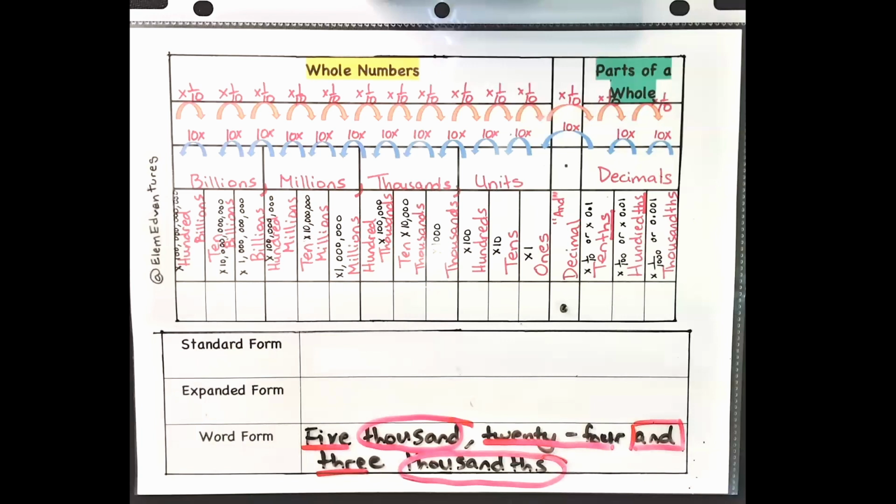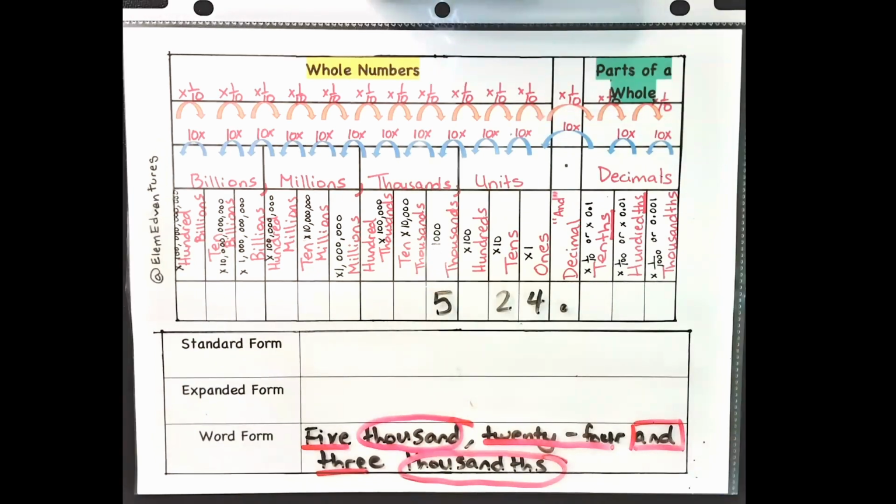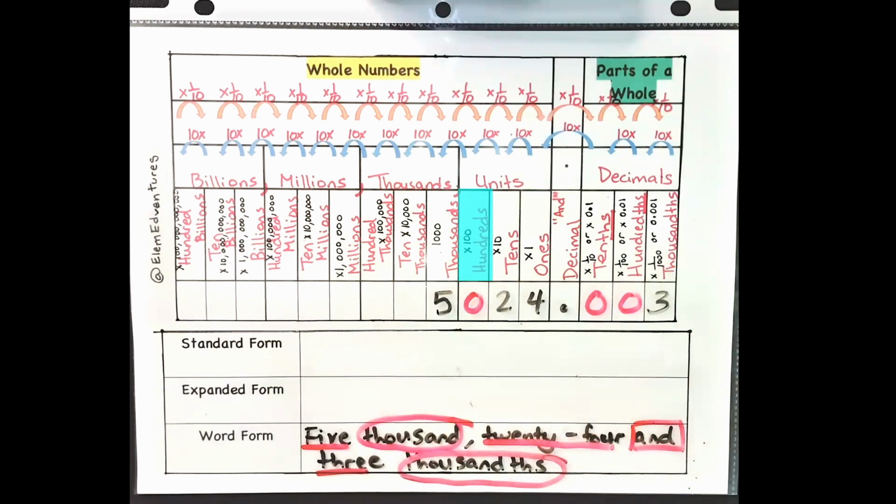Let's begin. First, it says 5,000. That means the digit 5 is in the thousands place. Next, it says 24, and there is no place value after it, which means it's in the units period. 24 means I have 2 tens and 4 ones. After the word "and," I see 3 thousandths. So the digit 3 is in the thousandths place value. The gaps I have to fill are the hundredths, the tenths, and the hundredths.